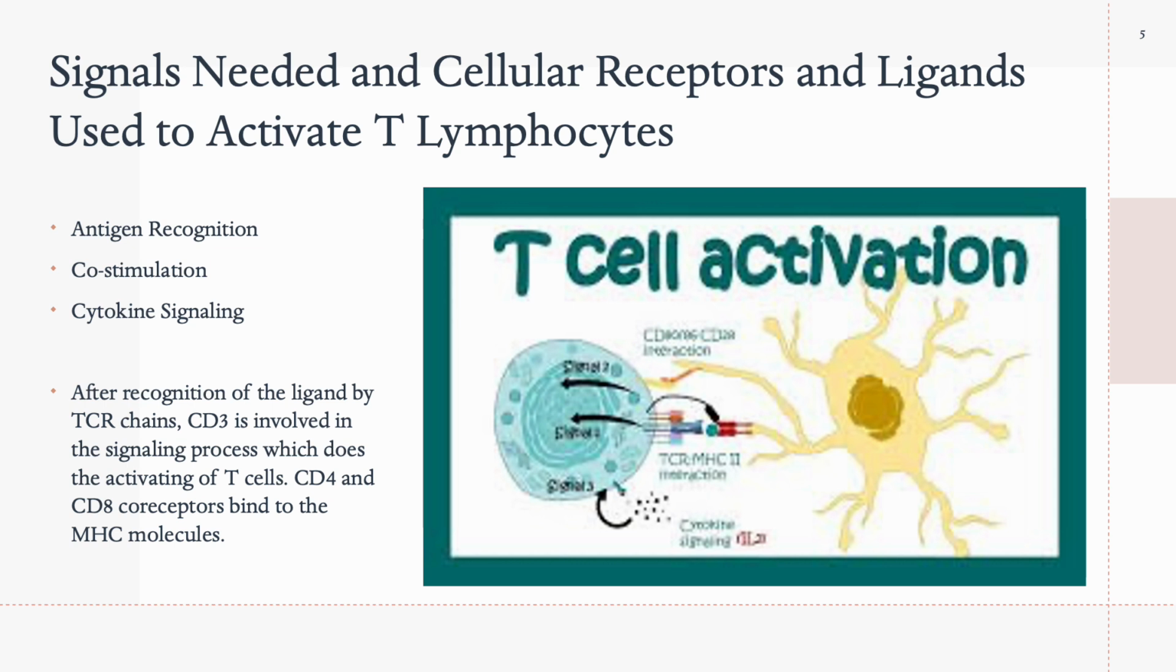Signals needed and cellular receptors and ligands that are used to activate T lymphocytes. So we have 3 signals, signal 1 being antigen recognition, signal 2 being co-stimulation, and signal 3 being cytokine signaling. After recognition of the ligand by TCR chains, CD3 is involved in the signaling process, which does the activating of T cells. CD4 and CD8 co-receptors bind to the MHC molecules, and the whole process is able to be seen in the picture shown to the right.